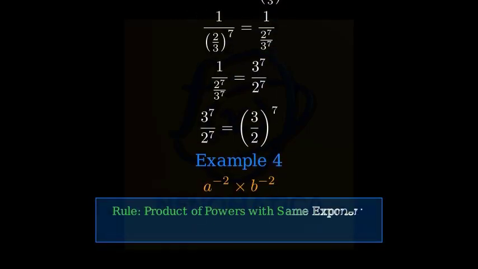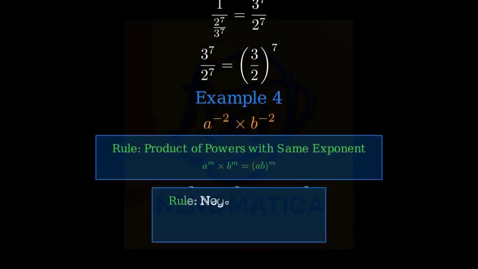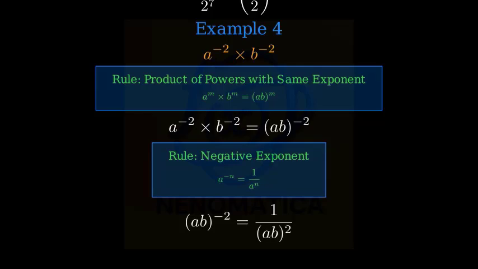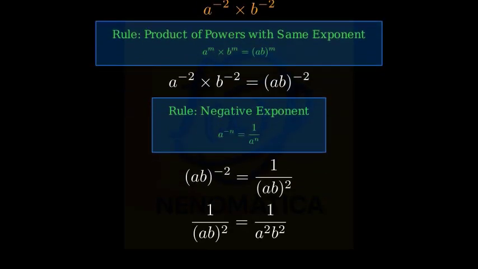When multiplying different bases with the same exponent, we can use the product rule, which tells us that a to the power of m times b to the power of m equals a times b all to the power of m. So a to the power of -2 times b to the power of -2 equals a times b all to the power of -2. Now we can apply our negative exponent rule. This gives us 1 over a times b all to the power of 2. This simplifies to 1 over a squared times b squared, or 1 over a squared b squared.